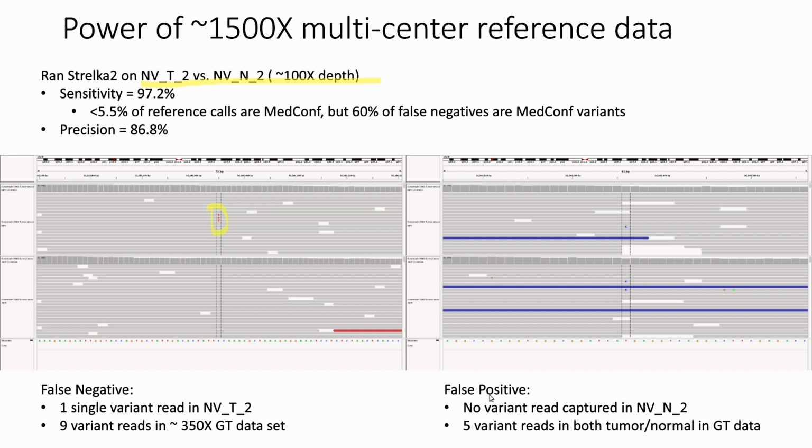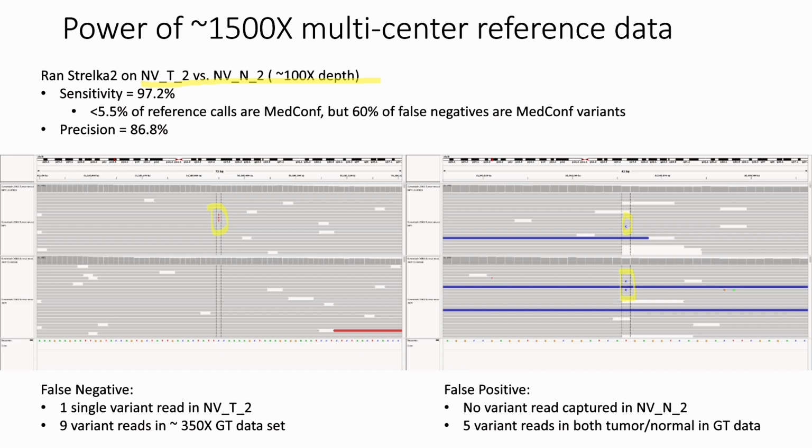A false positive is on the right side. The screenshot on top is the 350x tumor dataset. The screenshot on the bottom is the 350x normal dataset. In this pair of 350x datasets, there were about as many variant reads in the tumor as there were in the normal. In the Novartis dataset, however, no variant read was captured in the normal. Therefore, it was called a somatic mutation there. This is an example of why we needed so many sequencing replicates to create the reference call set with such high confidence.